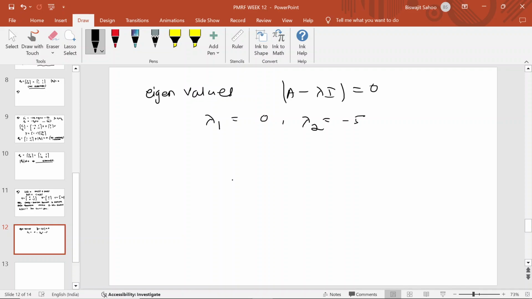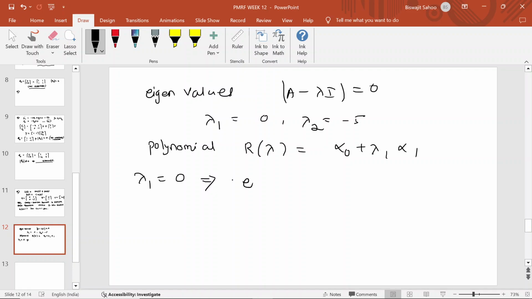Now, after finding the eigenvalues, we have to find the polynomial. What is the equation of the polynomial? The polynomial is a function of lambda, which is e to the power lambda t equal to alpha 0 plus lambda alpha 1. Now, taking lambda 1 equal to 0, this implies e to the power 0 is equal to alpha 0 plus 0. So from here, alpha 0 equal to 1.